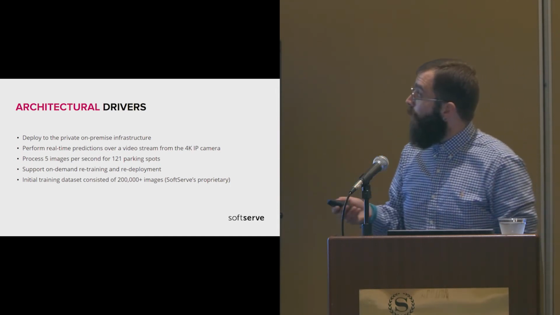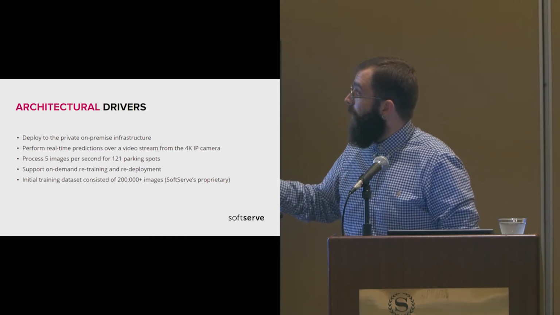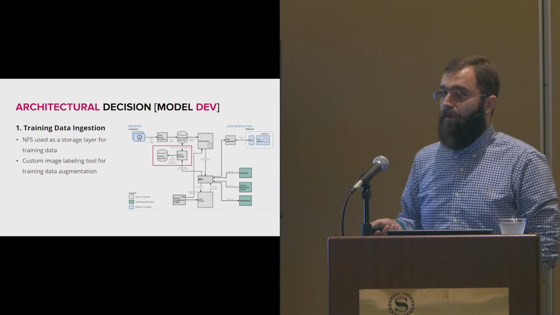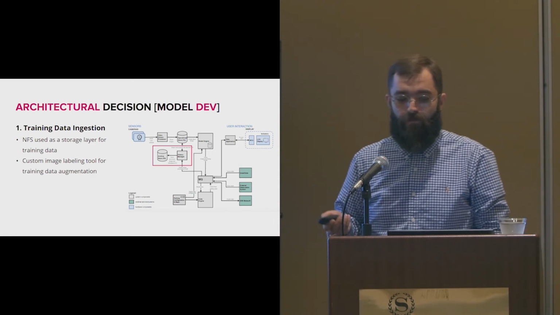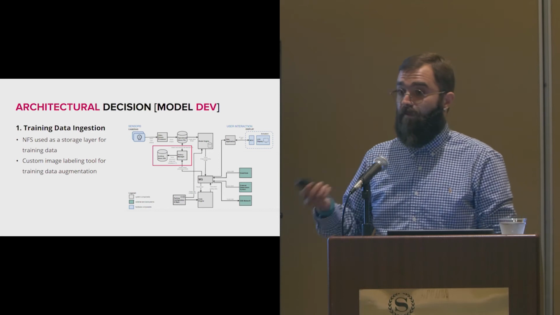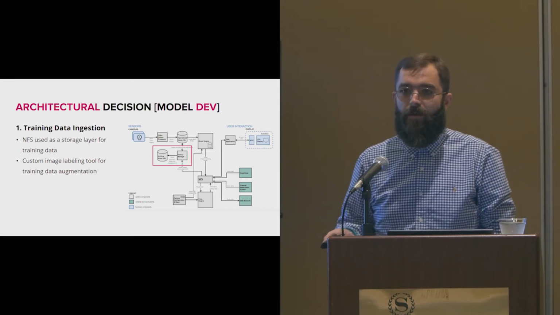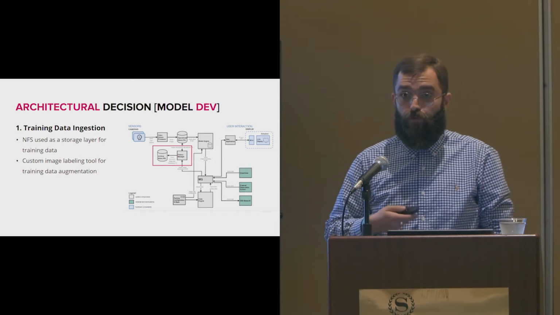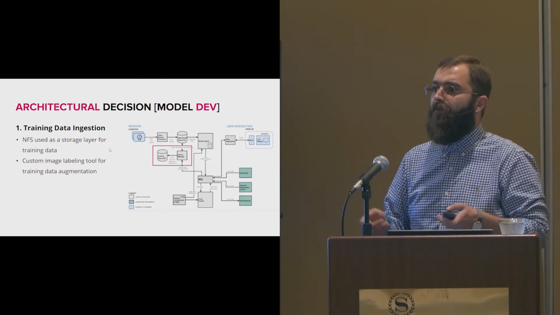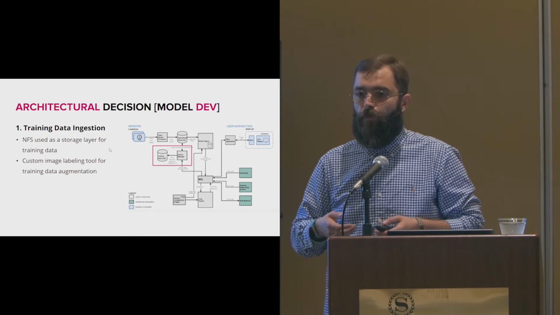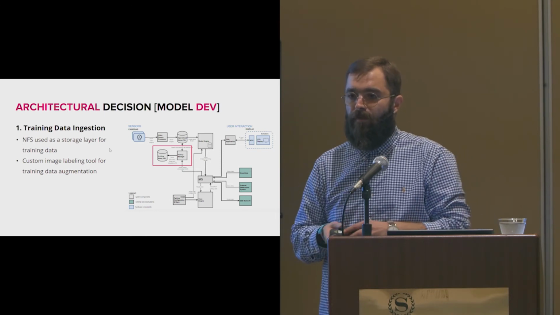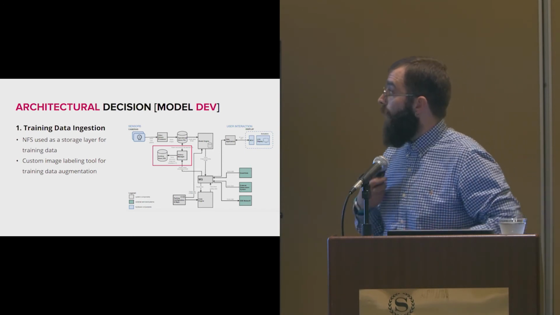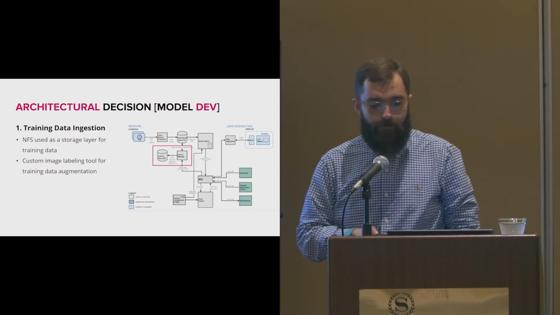So let's go through the key steps in the model development workflow. So for model training, since we initially thought that we won't need to retrain very often, we used a network file system as a storage layer for training data, and we used a custom labeling tool to label the data. Although there are many different options that you can use for that. Some of them are open source, some of them are paid solutions. But for this particular one, we used our custom solution for data labeling.